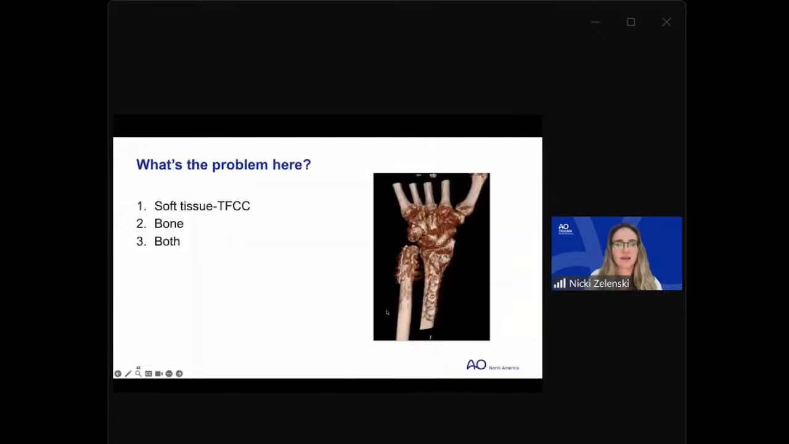So I spent a lot of time thinking, and let's open the next poll, what the problem was here. Was it a failure of my TFC repair? Was his DREJ unstable and he was just subluxated dorsally? Was it a problem with the bone, or was it both? Admittedly, I initially thought that it was just a failure of my soft tissue fixation. He had extensive soft tissue stripping around the distal ulna fragment. Yeah, you guys are smarter than I was.